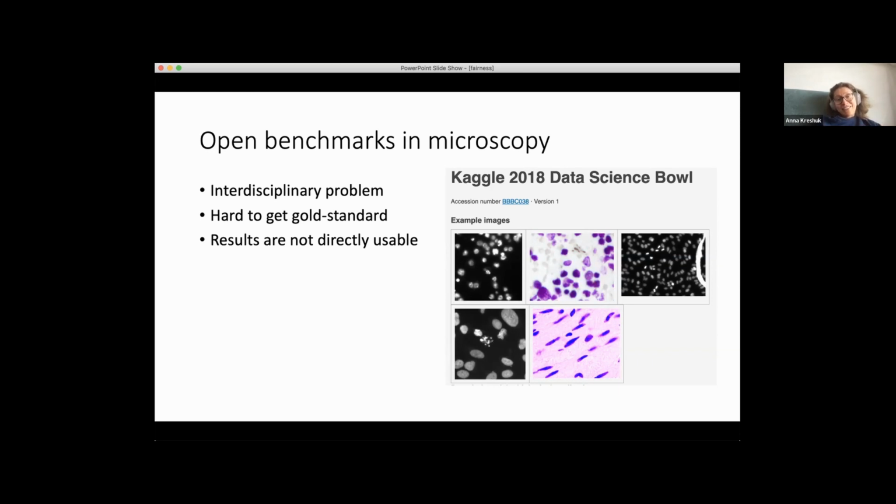Here you can see an example of the Data Science Bowl that was organized by Anne Carpenter in 2018. Thousands of people contributed to it, and in the end that has led to the solution of the problem they wanted to solve. That's the nuclear segmentation benchmark that is now practically solved. The methods that we have for it now are really, really good.